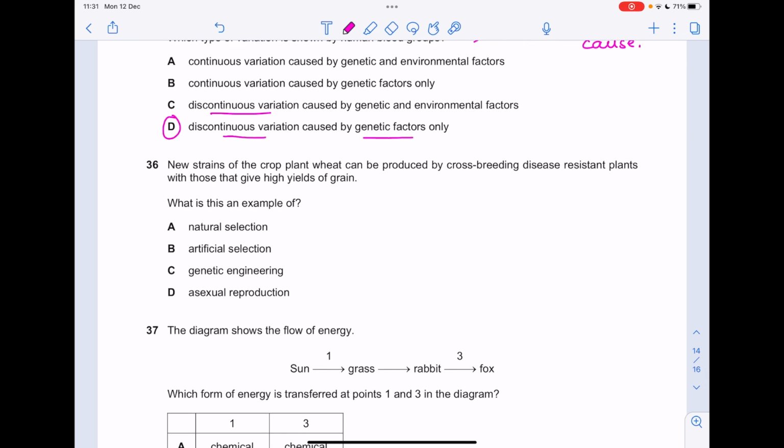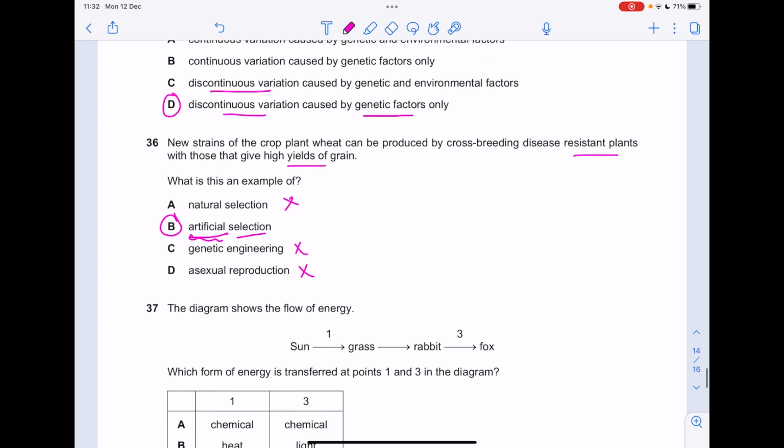New strains of the crop plant wheat can be produced by crossbreeding disease-resistant plants with those that give high yields. So this is all to do with humans picking animals and species and plants with desired characteristics and making them breed over several generations. So what is this an example of? Because we are picking it ourselves, it is artificial. It's not anything to do with evolution. Genetic engineering, remember, is all to do with using bacteria to make huge quantities of things like insulin. So it's not that. Asexual reproduction is just about there being no sex involved in producing the new organism, so it's definitely not that. It's B, humans, so it's artificial selection, picking.